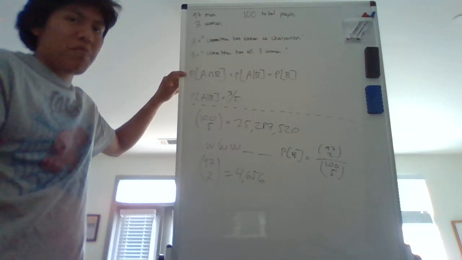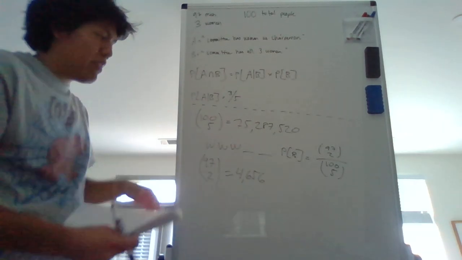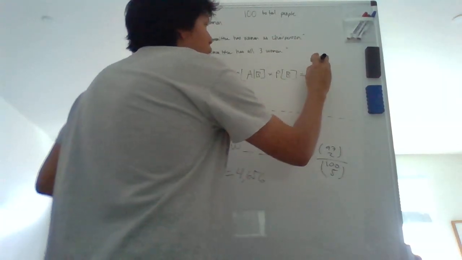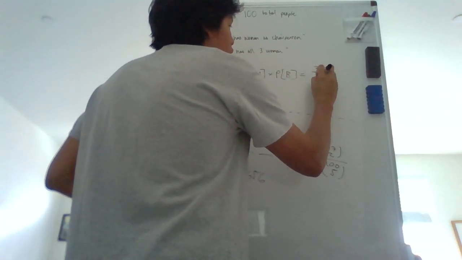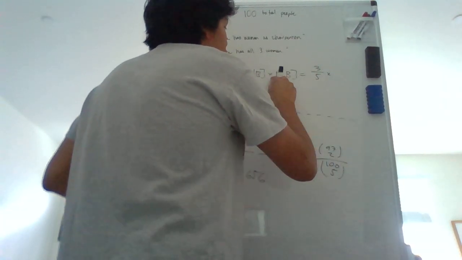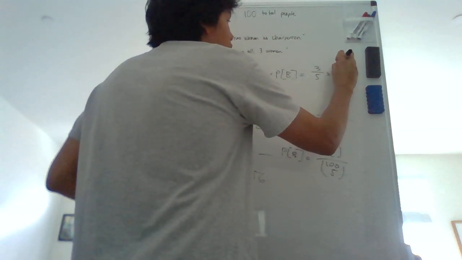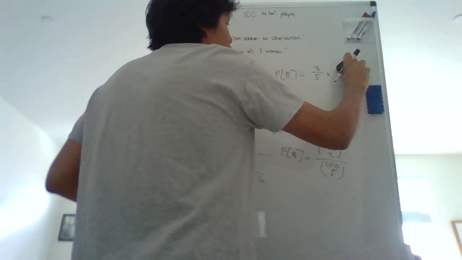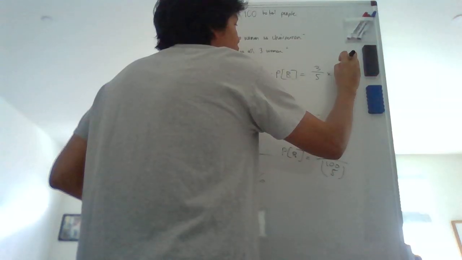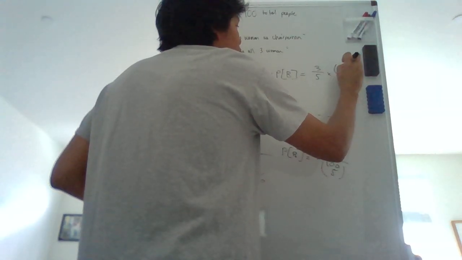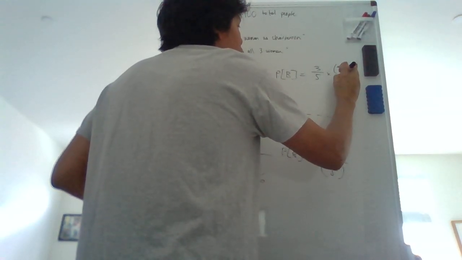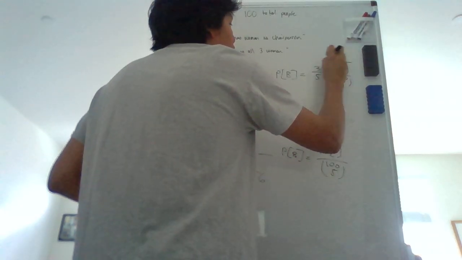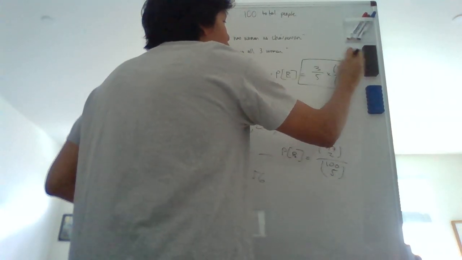That means that the probability of A intersect B is 3 over 5 times 97 choose 2 over 100 choose 5. That is our answer right there.